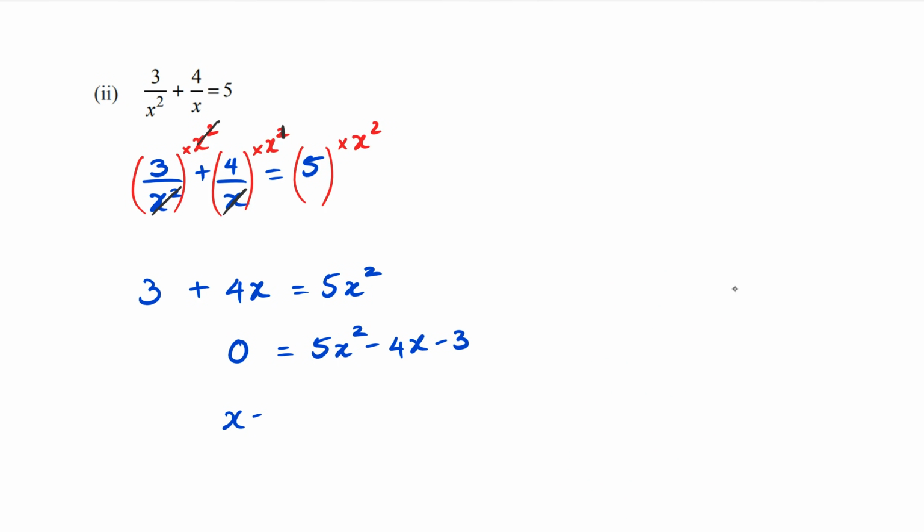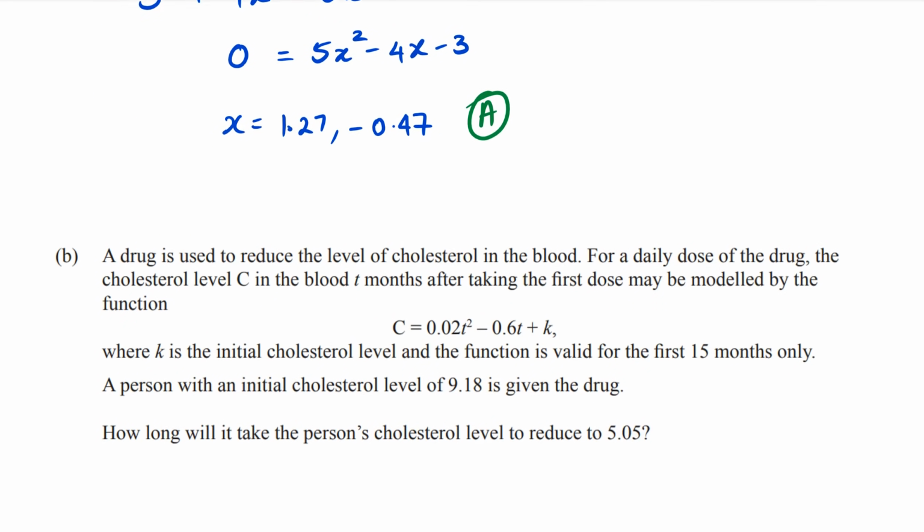So x is equal to 1.27 and -0.47. Now this question is, yet again, an achieved question, and so we leave it at that. Okay, moving to question 1b.